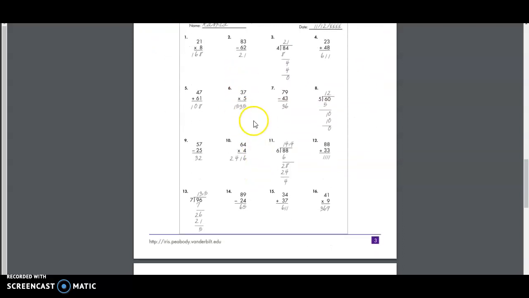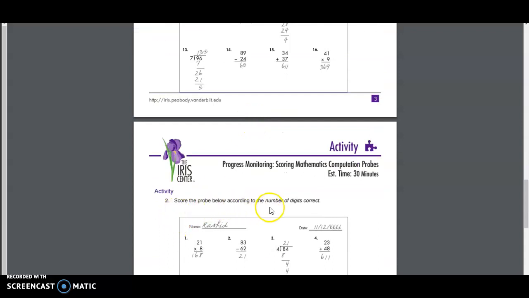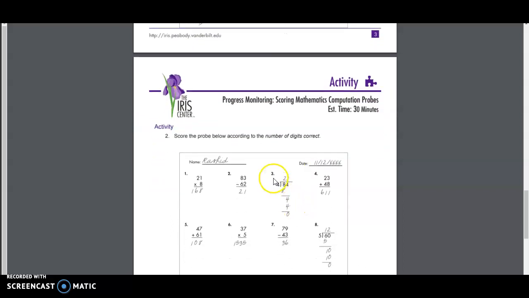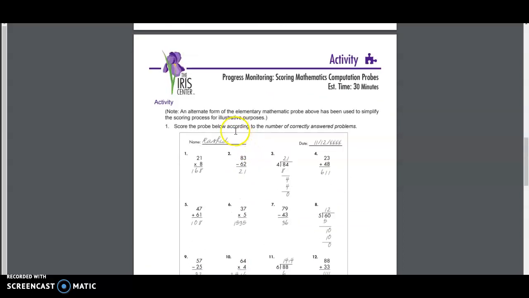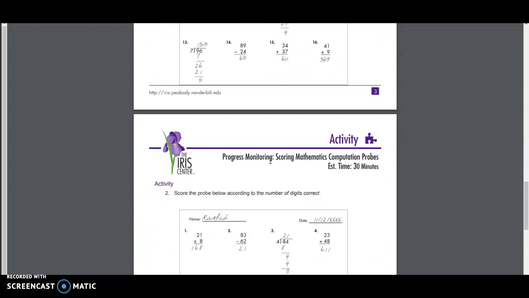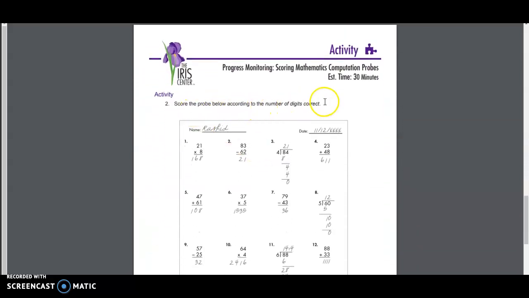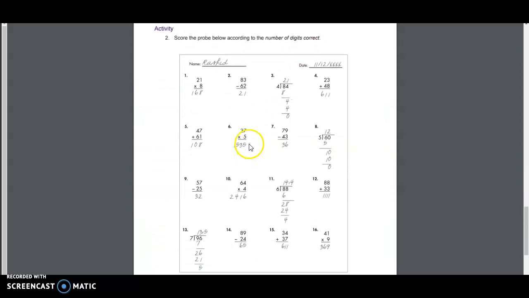So that's the first part. Then you will score the probe below according to the number of digits correct. And again, after you work through the module and watch those PowerPoints, you'll understand what that means. Again, you do not have to submit the actual probe. If it's easy for you to do that, feel free, but you do not need to submit the probes. I have them in front of me, okay? So you will score by the number of correctly answered problems for this probe and give me your answer. And you'll score by the number of digits correct for the same probe and give me your answer.